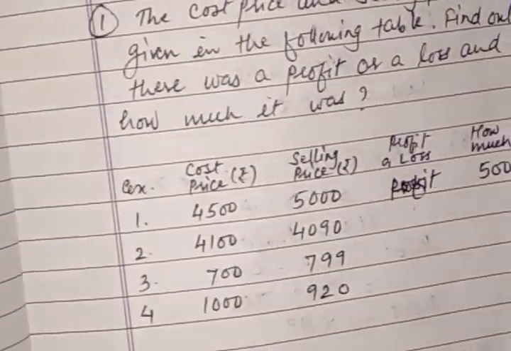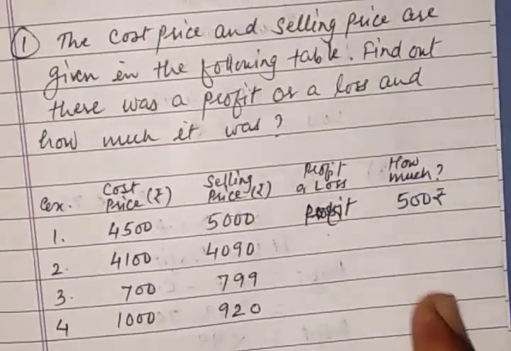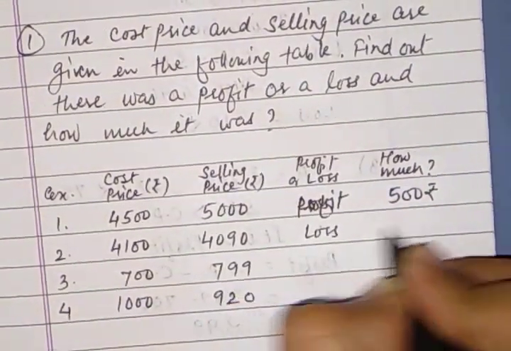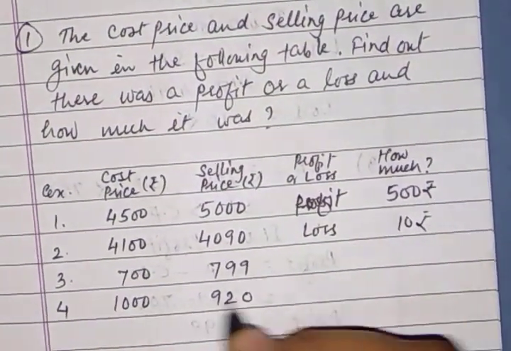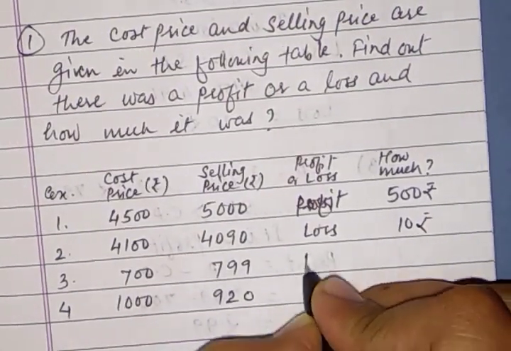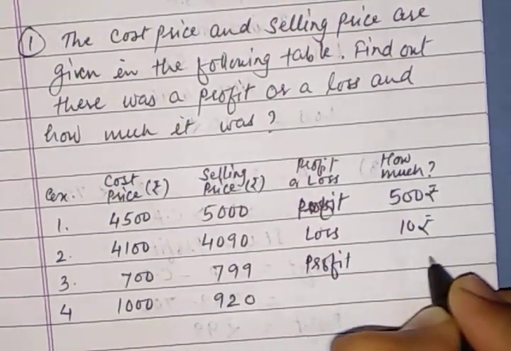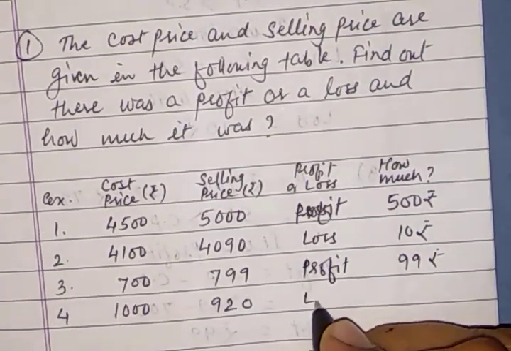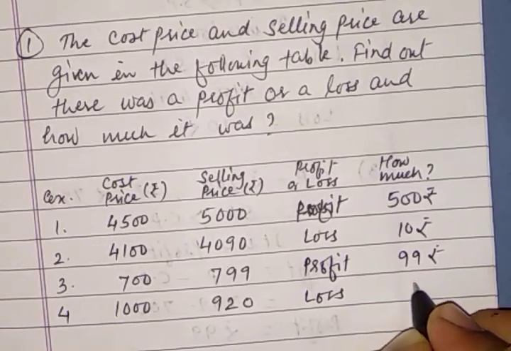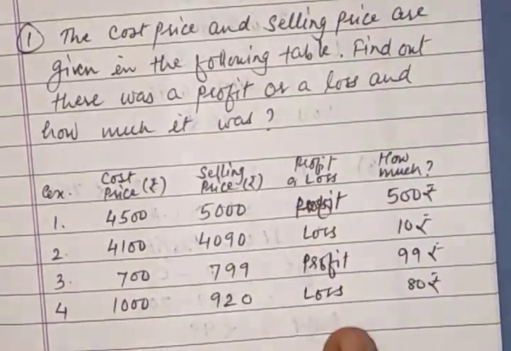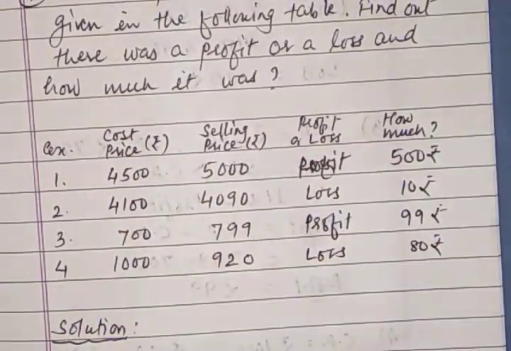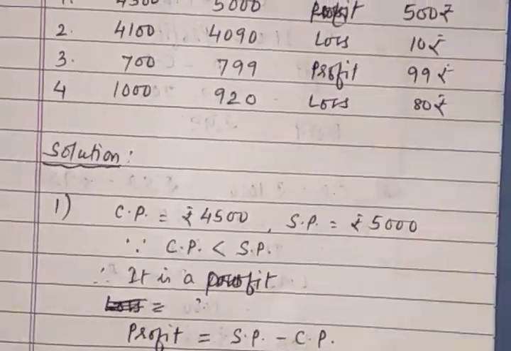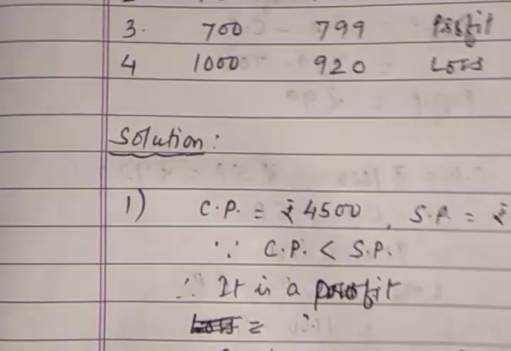Okay, so this one is a loss of 10 rupees. Here it is a profit of 99 rupees. Again it is a loss of 80 rupees. Okay, so you have to complete this table. Before that you have to solve all the sums, like this we have done here.